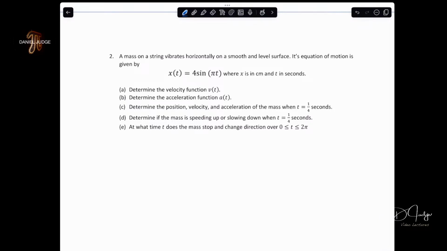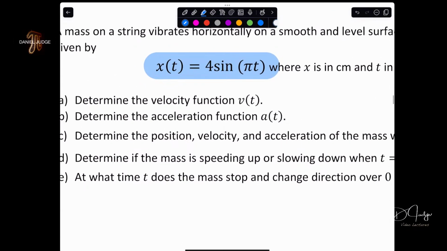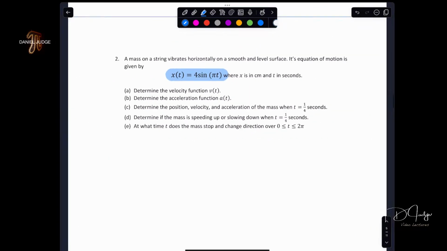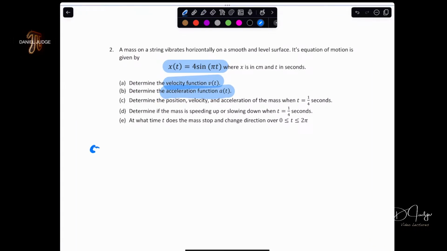Okay, we're given another horizontal movement, mass on a spring. But this time, the motion is given by, or I should say the position is given by x is 4 sine pi t. So the first question, hey, A, what's the velocity? B, what's the acceleration? All right, you guys know what we got to do. Let's do that.